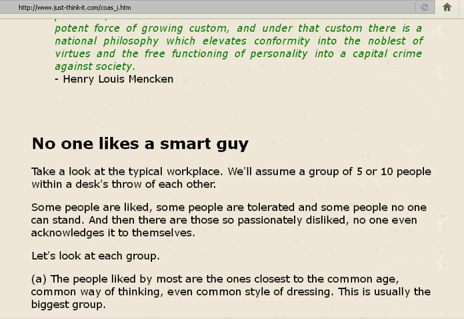Take a look at the typical workplace. We'll assume a group of 5 or 10 people within a desk's throw of each other. Some people are liked, some people are tolerated, and some people no one can stand. And then there are those so passionately disliked, no one even acknowledges it to themselves. Let's look at each group. The people liked by most are the ones closest to the common age, common way of thinking, and even common style of dressing. This is usually the biggest group.